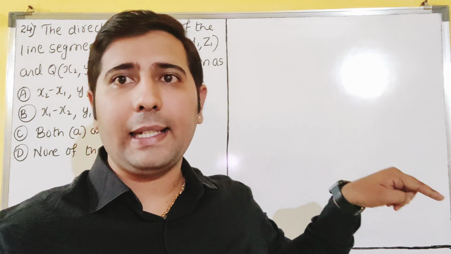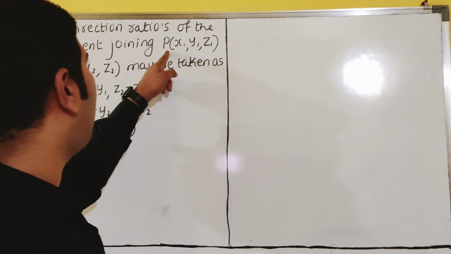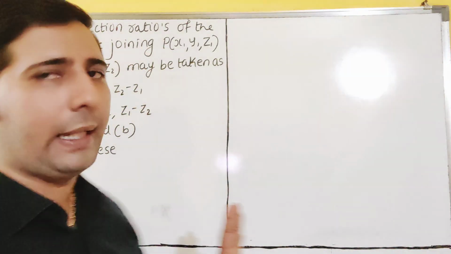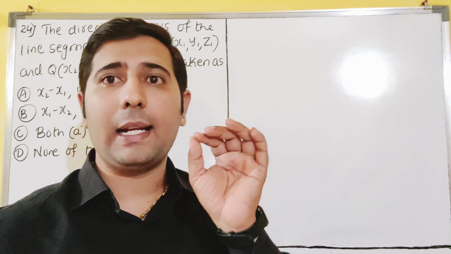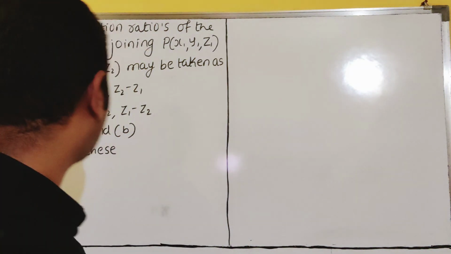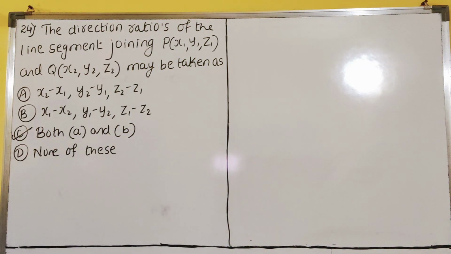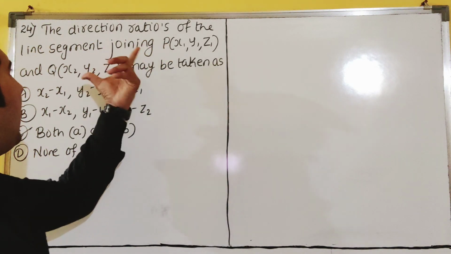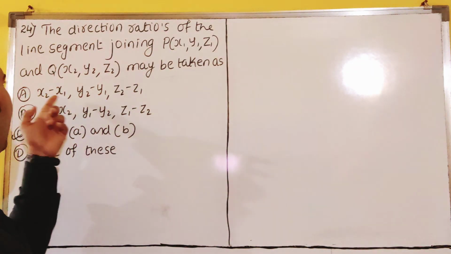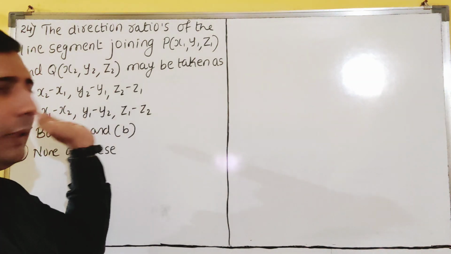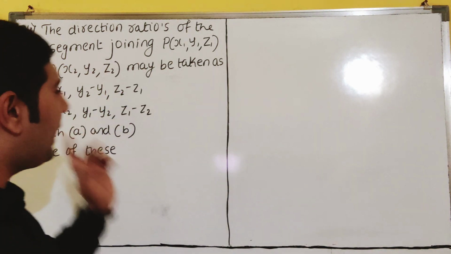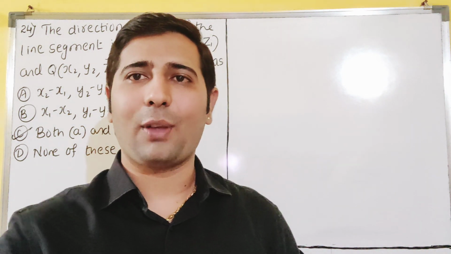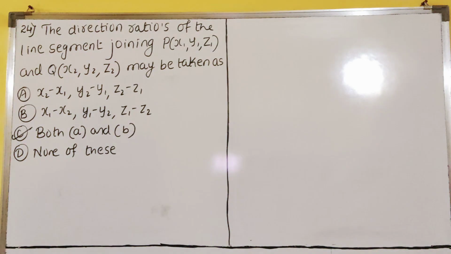If they had indicated a line segment from P to Q only, then we could say. But here they are asking just direction ratios. So that's why our option will go for C, both A and B are right. Direction ratios of the line segment we can find either by x2 minus x1 or x1 minus x2. So A and B both are correct, and C is our correct answer. C for cake is our answer. So please copy this. We will go for the next one.